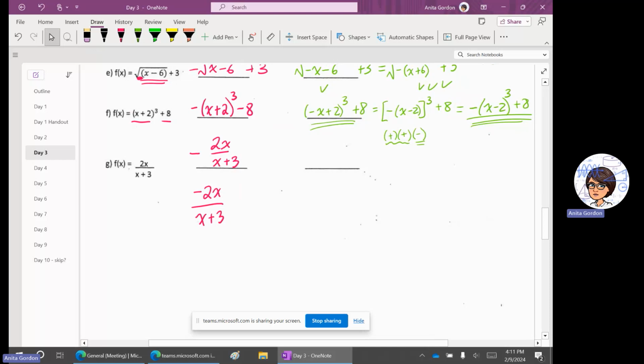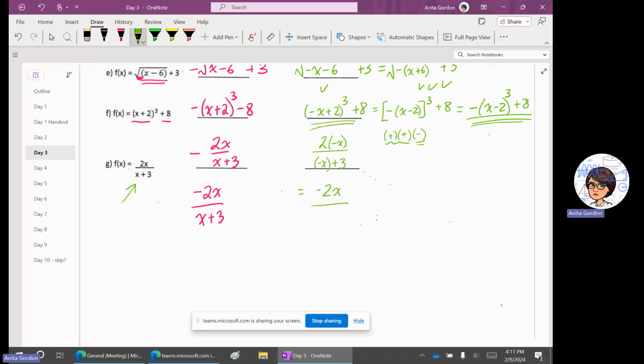When I go to do this with a reflection in the y-axis, so when I want it to go backwards, I have to replace x with negative x. Here, there are more than one x, so I have to do it more than one time. So this is going to be 2 times negative x divided by negative x plus 3. Let's simplify a little bit.